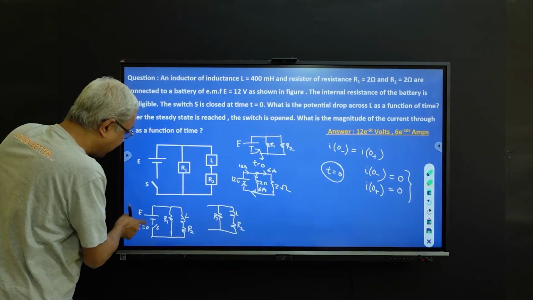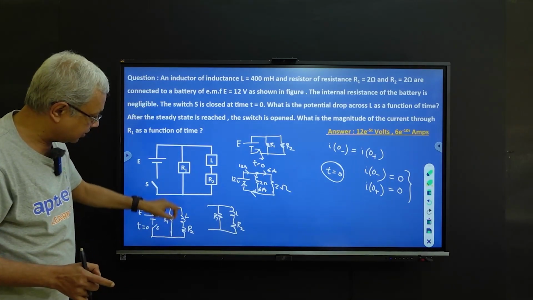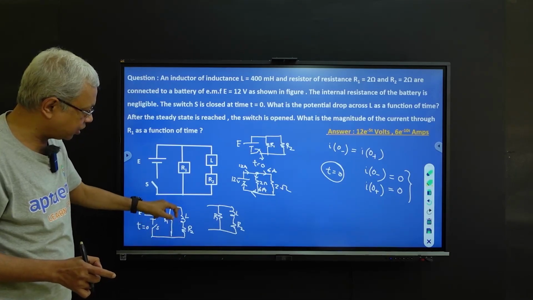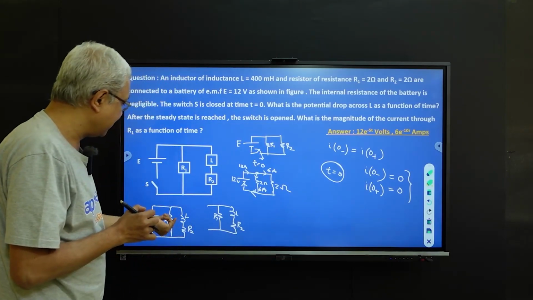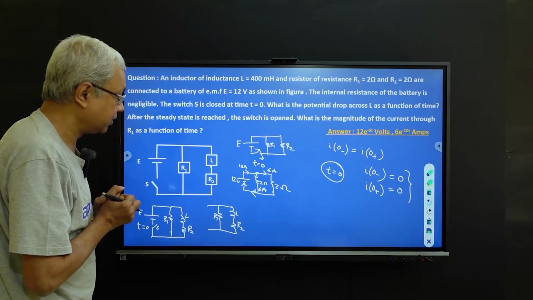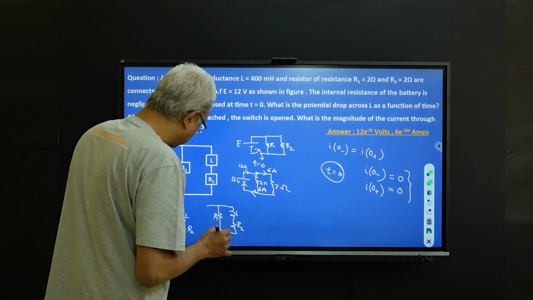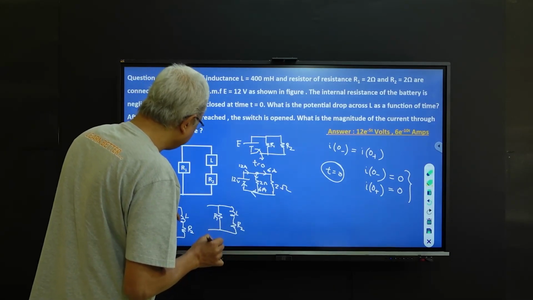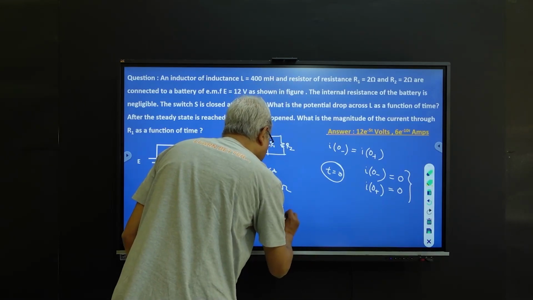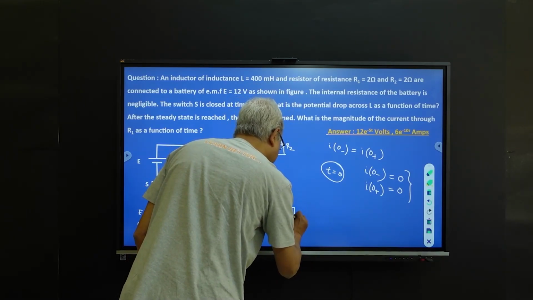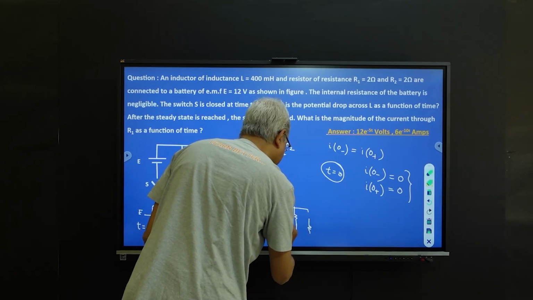That means just immediately after switch on, there will be no current through this branch, this LR series combination of LR. Through this branch, there will be no current, and the inductor behaves like an open circuit at that moment. Since there is no current through this branch, it happens as if it is an open circuit. That means immediately after switch on, the circuit will behave like this.